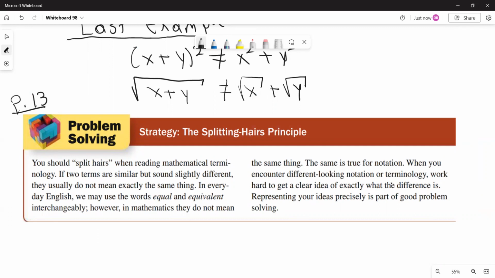The same is true for notation. When you encounter different looking notation or terminology, work hard to get a clear idea of exactly what the difference is. Representing your ideas precisely is part of good problem solving. So in example 12, we can see things that look similar, but slightly different. They usually do not mean the same thing.